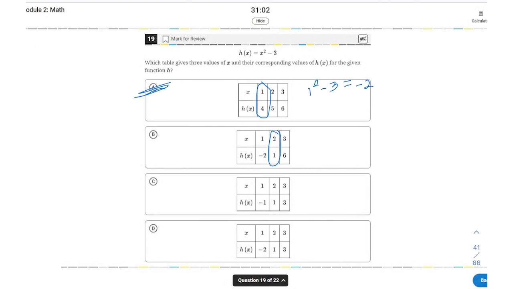Let's try this second pair here. If we did a 2 for x, that would be 2 squared minus 3. So that's 4 minus 3, which is 1. Hey, that checks out. So that's okay. We keep B on the table. It does not mean you pick answer choice B, because there might be other values in the table that don't work. But for now, we keep it on the table.